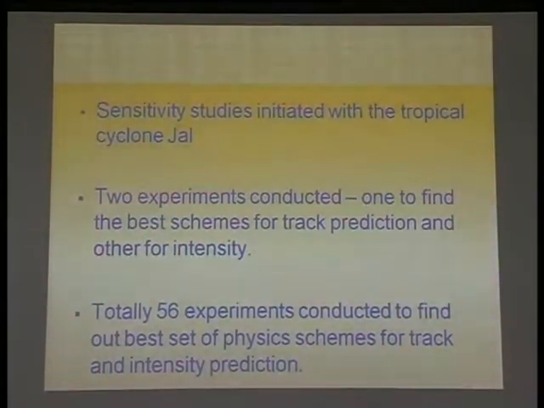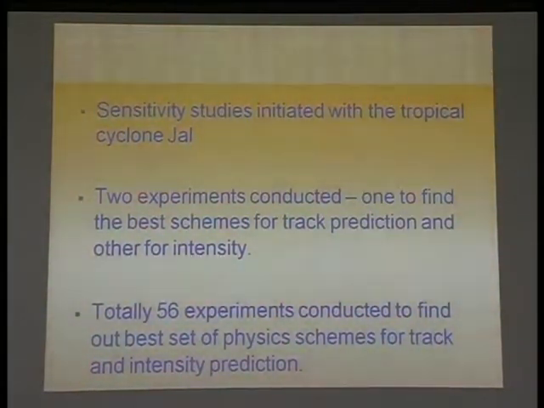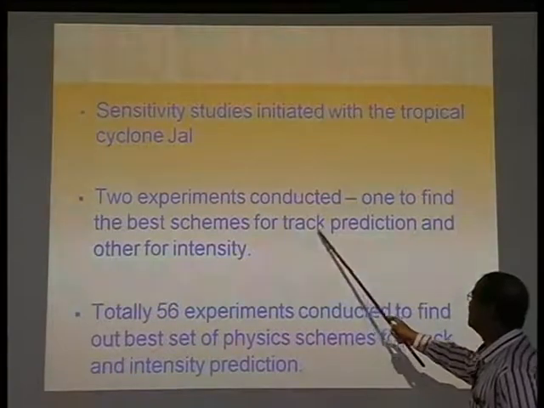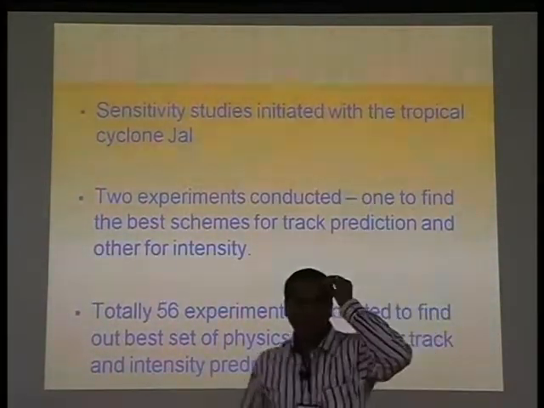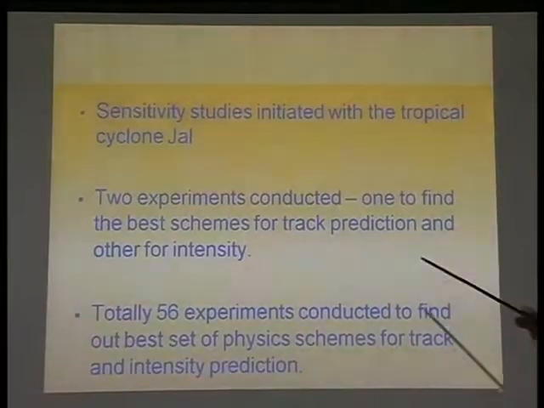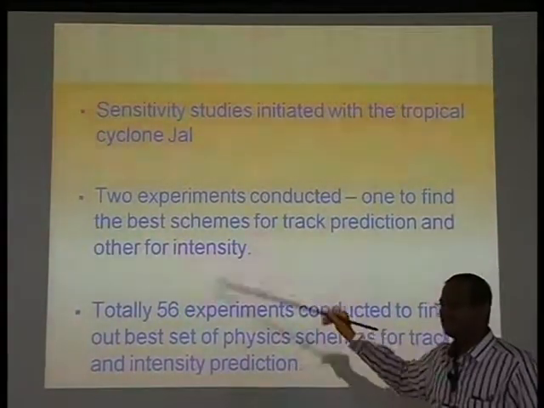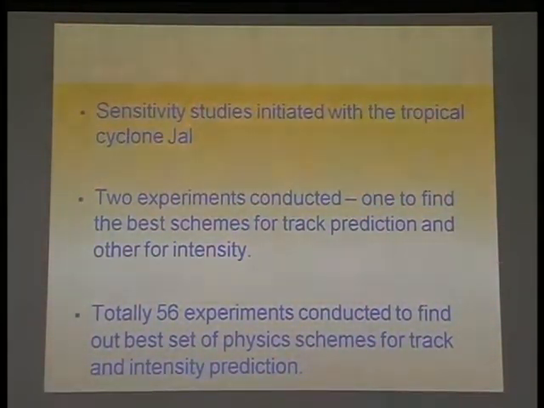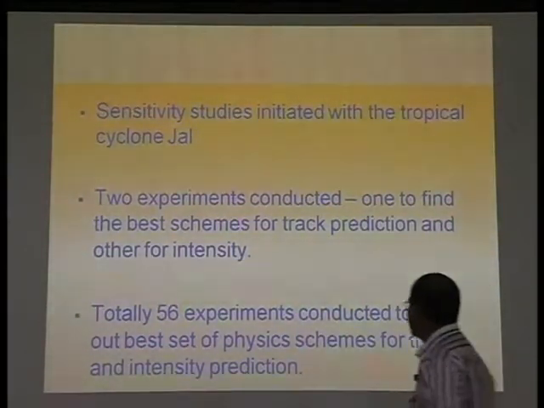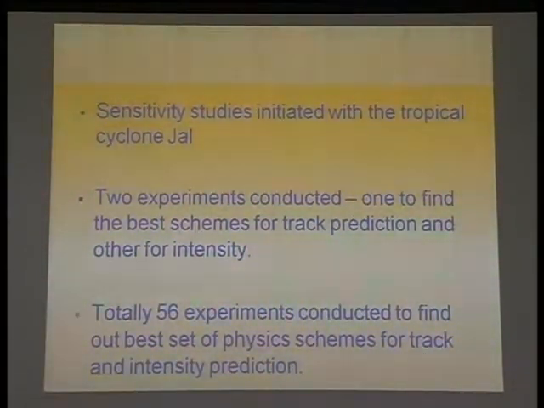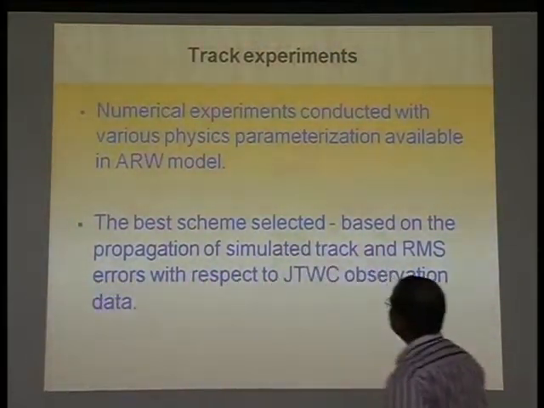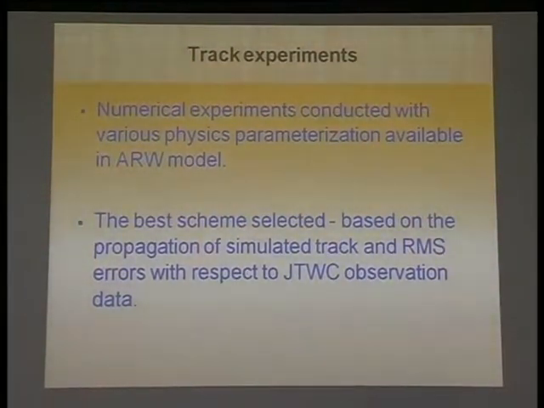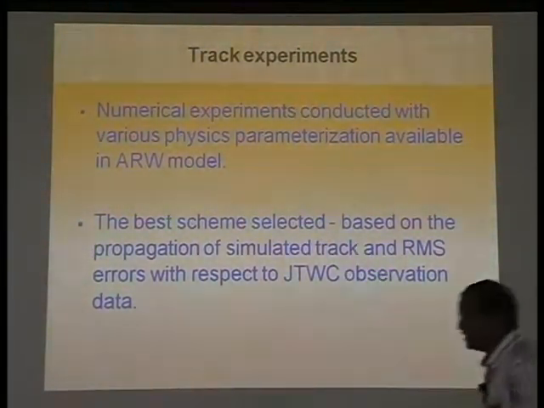Two sets of experiments were conducted, one to find the best schemes for track prediction and the other for intensity. Some people may wonder why we do separate experiments. People working on short-term forecasting will know that the schemes best for track prediction invariably are not the best from the intensity point of view. I think we'll see that in a little while. In total, 56 experiments were conducted to find the best set of physics schemes for track and intensity prediction. After the experiments, the best scheme was selected based on the simulated track error and RMS errors with respect to JTWC observational data.